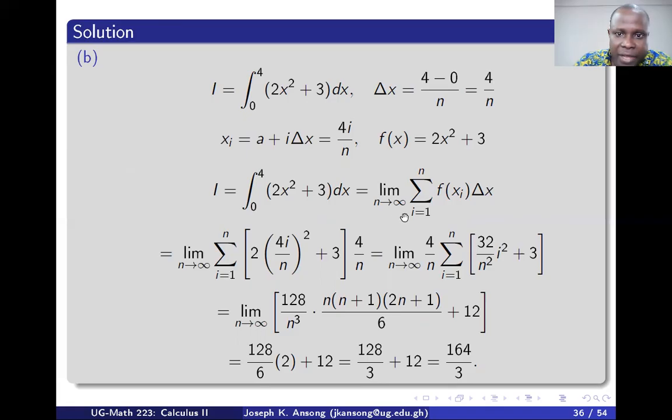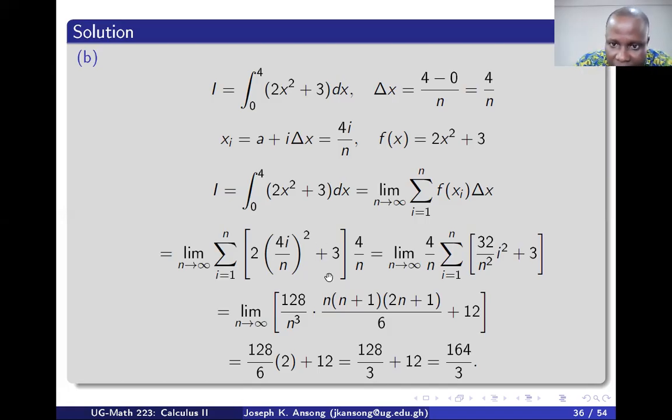So from here, I define it as the limit as n goes to infinity of the sum of f of xi times delta x. So here, in the f, wherever I see x, I plug in xi. Xi is 4i over n, so I'm going to plug them in here and add 3. So I have 2 times 4i over n all squared plus 3, and I multiply by delta x. Delta x is 4 over n. Then you just expand this. I can pull this out. The square of this will be 16, of course, multiplied by 2. That gives you 32 over n squared, i squared, plus 3.